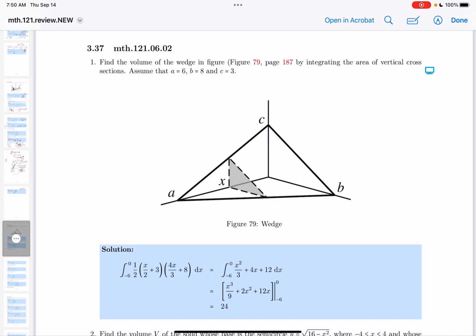Okay, so find the volume of the wedge in the figure. So I'm seeing the figure here, and this is figure 79 on page 187. By integrating the area of the vertical cross-section. And then it goes on to say, you're given certain information about this figure.